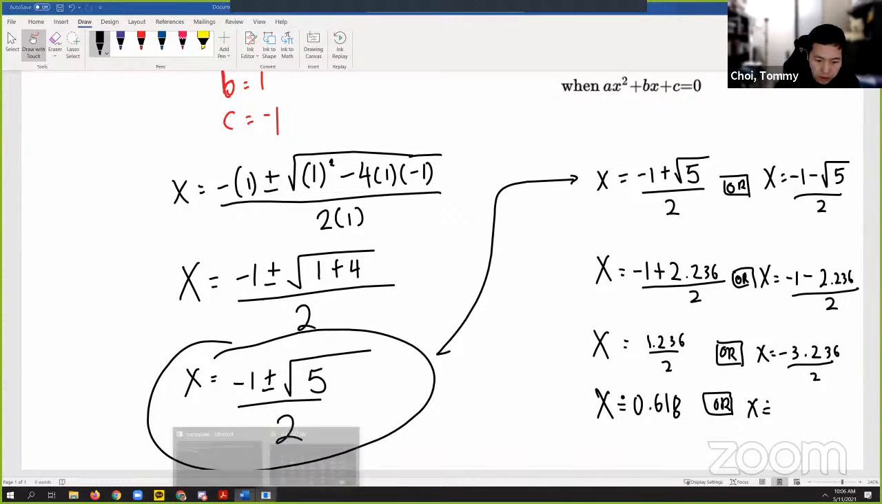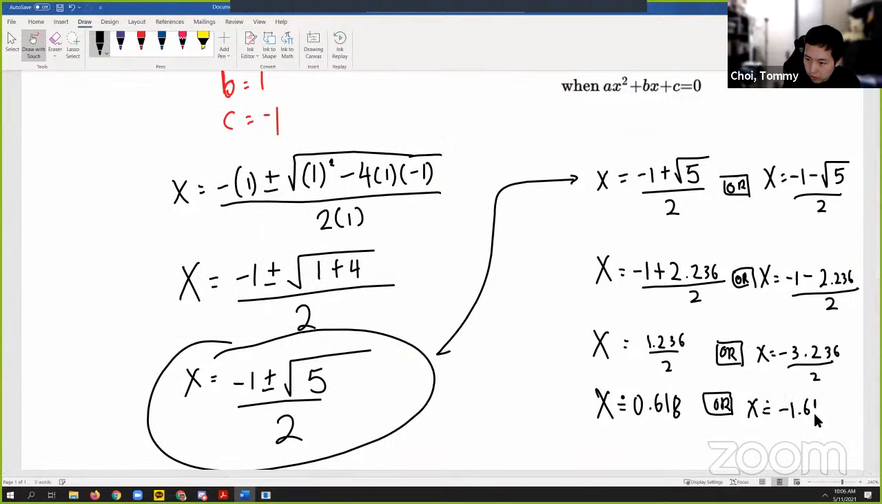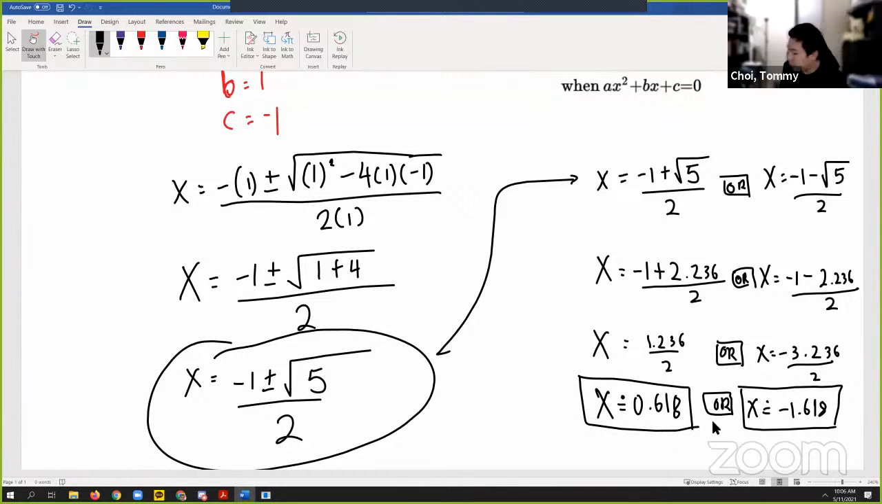Sorry, I noticed my calculator's not up there. If I do negative 3.236 divided by 2, it equals negative 1.618. And these would be my two answers. Notice how you can't really factor these numbers out, can you? Right? But those are the actual roots of our quadratic equation. Just because it's not factorable doesn't mean there's no roots. So it's something we really want to keep in mind when we solve for these equations.